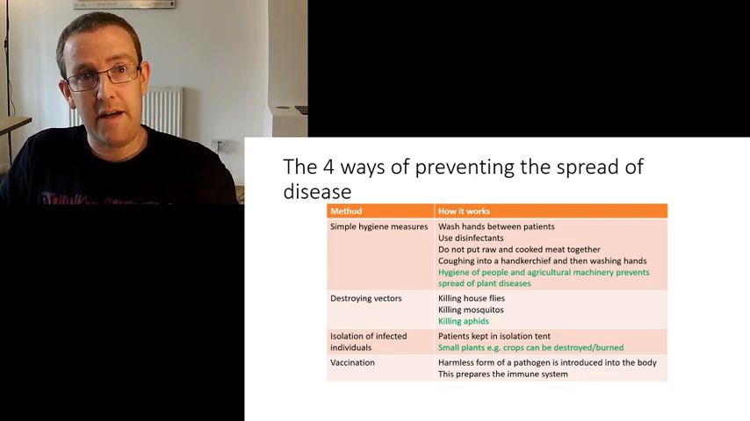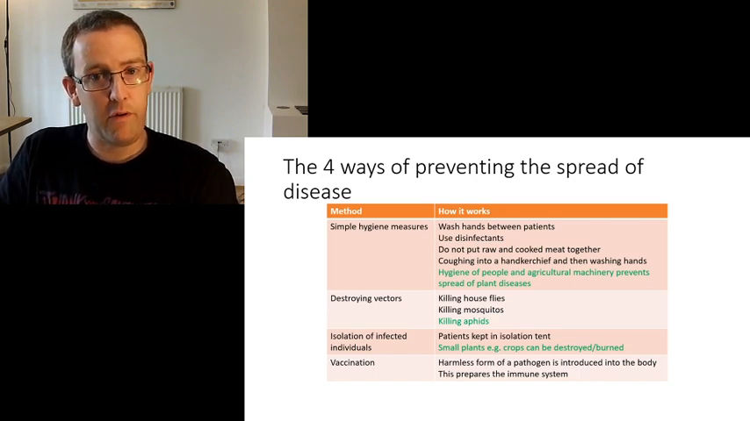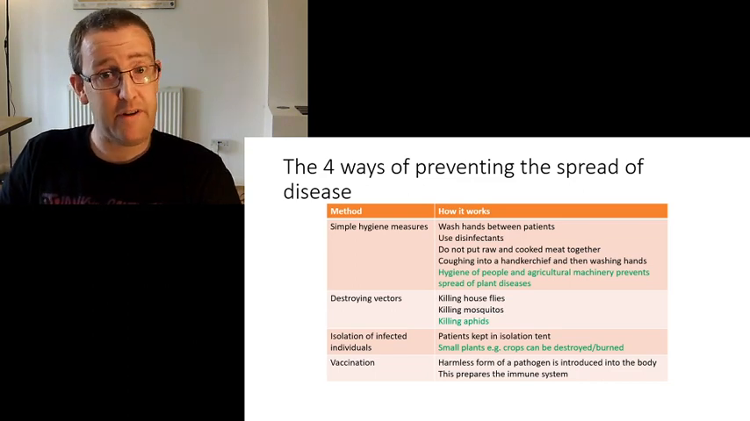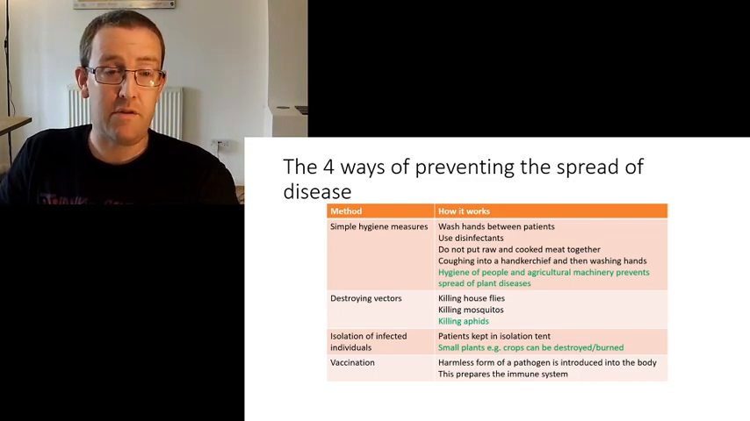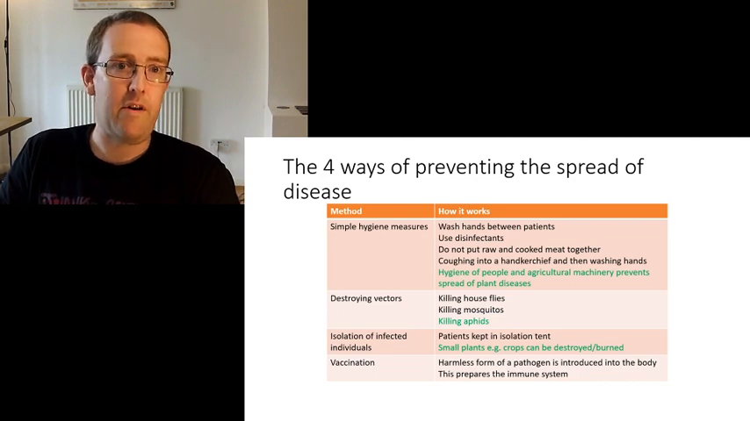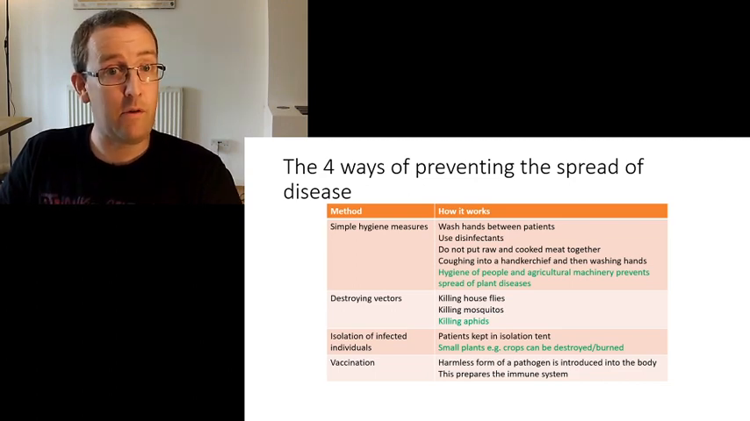Now, a vector is a thing that carries a disease, so common ones would be things like houseflies, mosquitoes, aphids, black rats, fleas, that kind of thing. So mosquitoes, obviously, the most famous example would be carrying malaria, and if you prevent those from moving around or from reproducing, then of course you're going to prevent the spread of that disease.